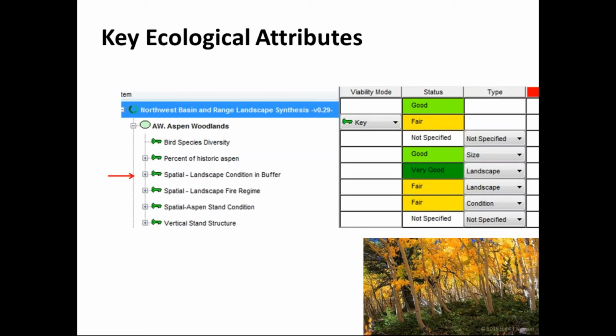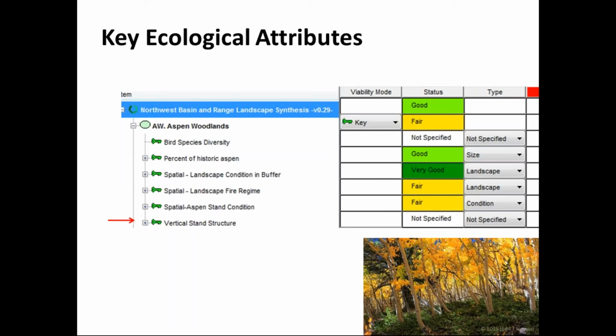What's the condition of the buffer zone around aspen stands? Is there a Walmart next to aspen stands around here? That would make things in poor condition. Are there a lot of roads? Things like that. Fire regime, of course, is a very important aspect. What is the departure from historic fire conditions? Looking at stand condition, and then we also have something called vertical stand condition.